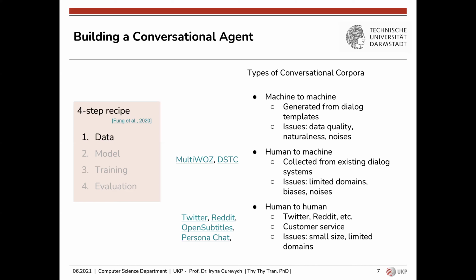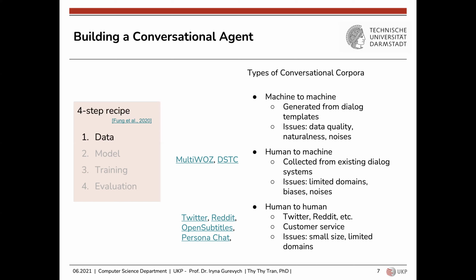So first of all, data. What kind of data can we use for generation-based conversational agents? We can collect data from machine-to-machine conversations, human-to-human, or human-to-machine conversations. Each type has its own benefits and limitations. Machine-to-machine conversations are the easiest data to collect. However, these data are often noisy and unnatural.